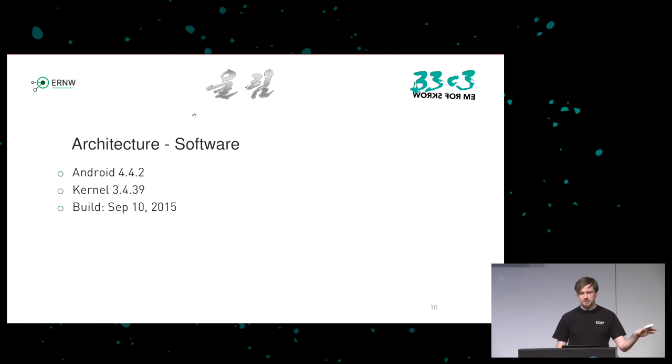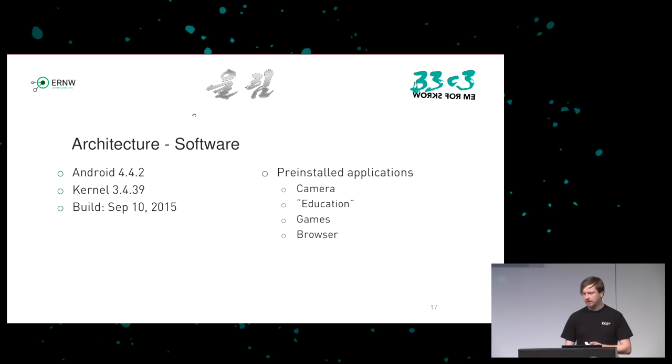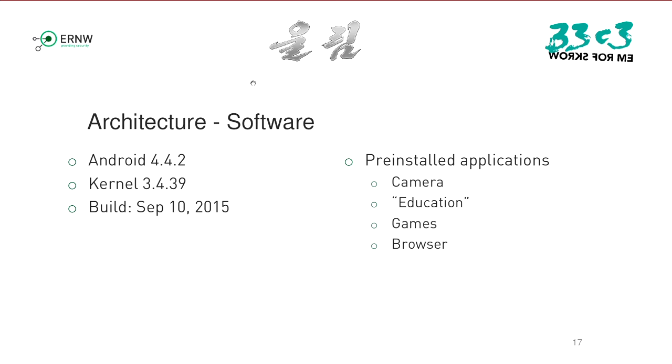Okay, concerning the software perspective, there's Android 4.4.2 running with a kind of up-to-date kernel for Android 4.4.2. The build date goes back to September 10th, 2015, so it's pretty new. I think we got it four months ago or something like that, so at the time we were starting the research, it was actually pretty new. Looking at the pre-installed applications, it's just your usual Android stuff, but without the Google stuff, obviously. So there is no Play Store or Google Maps or whatever. That has all been stripped out, and you basically have just basic functionality plus some applications from DPRK.